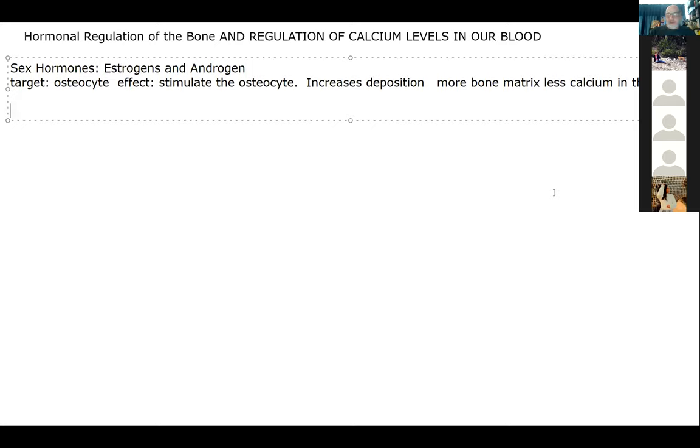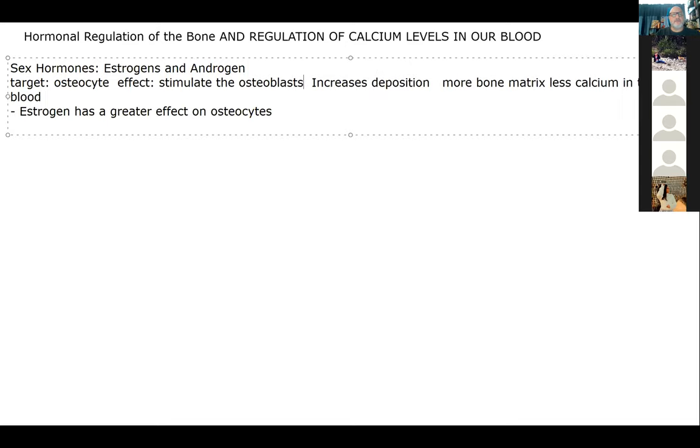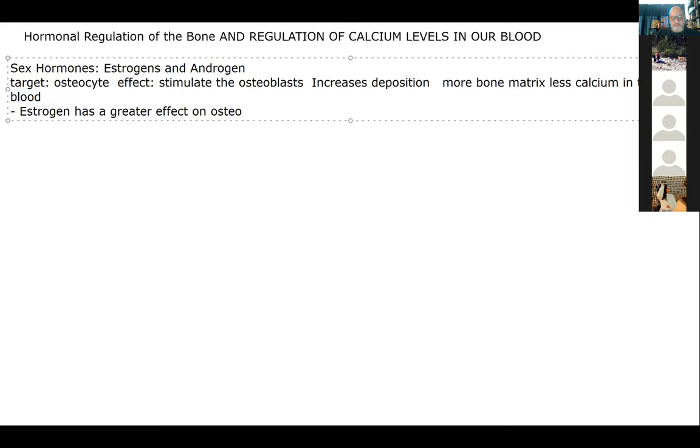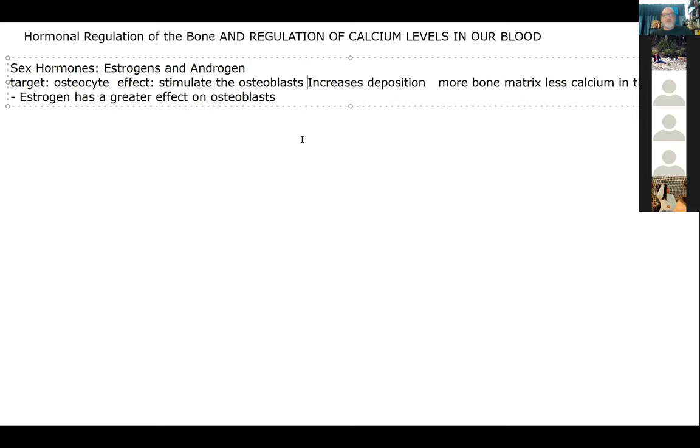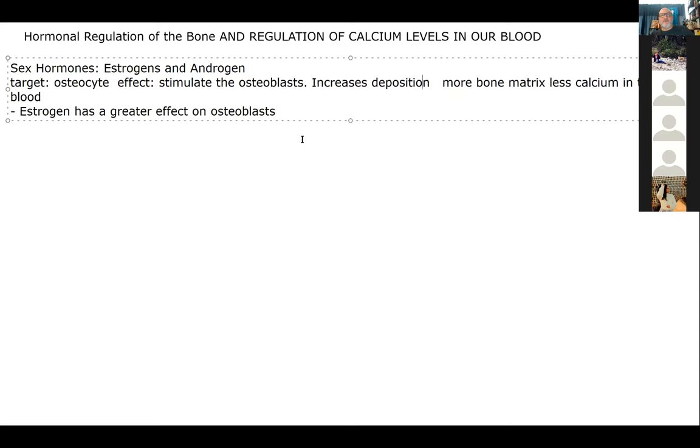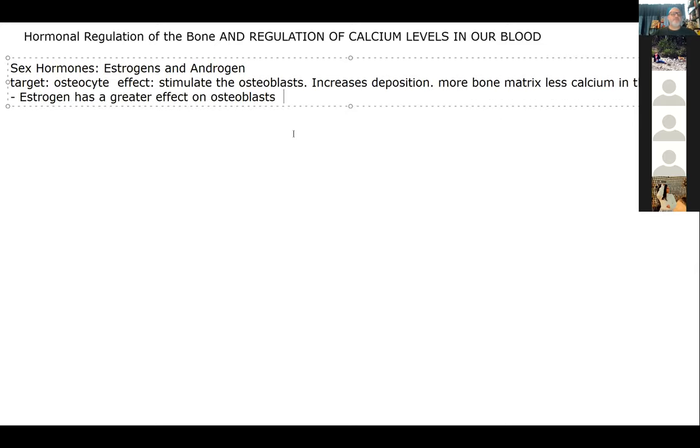We've also talked about another hormone. Oh, and we should probably say it here as well, because we're summarizing all of this hormonal stuff. Do estrogen and androgens affect the osteocytes equally? No. Which one had the greater effect? Estrogen has a greater effect on the osteoblasts. Excellent. Or actually, it should be blasts, sorry. Deposition. There we go. Excellent. All right.